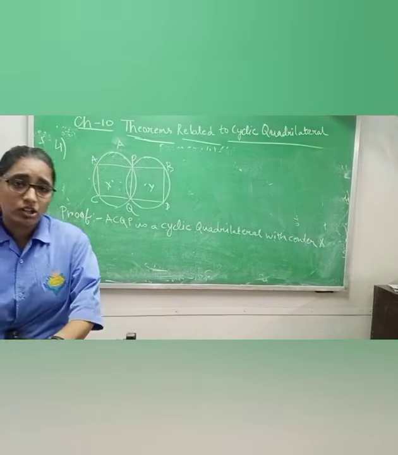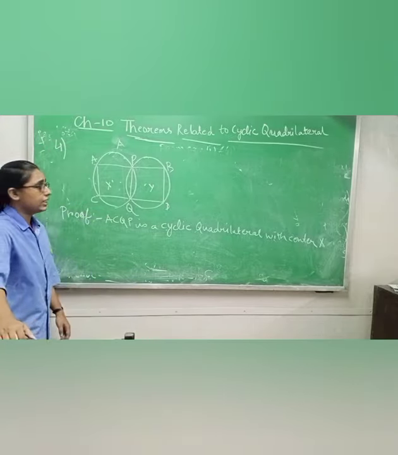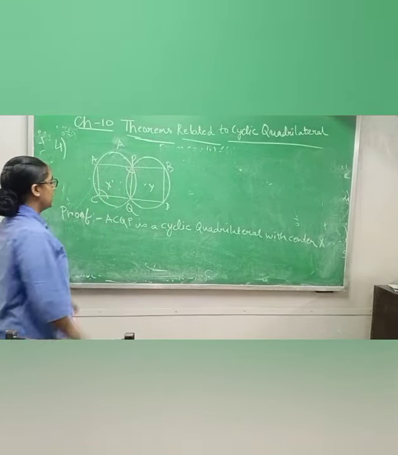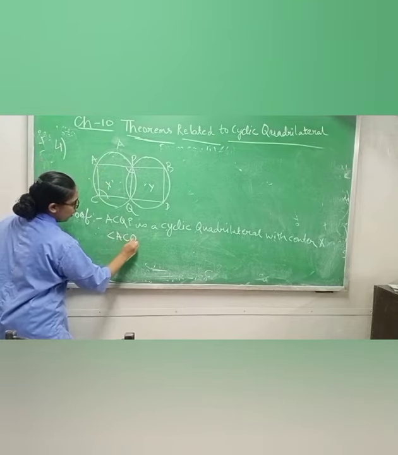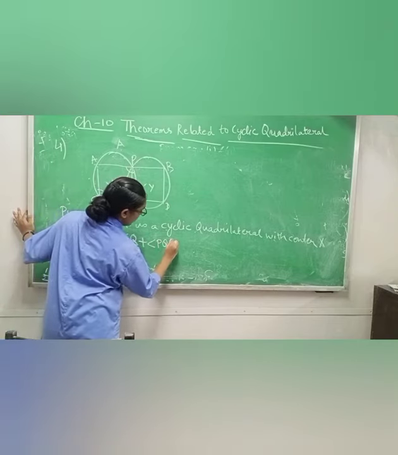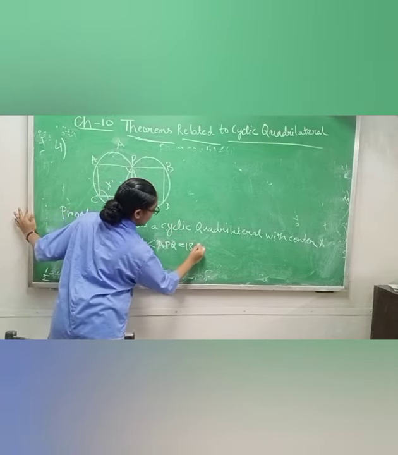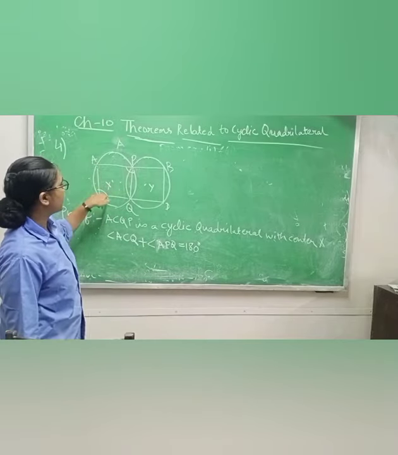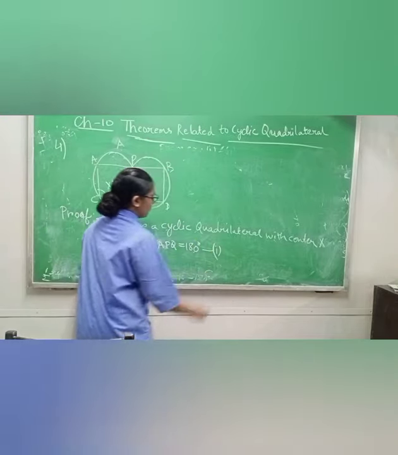If it is a cyclic quadrilateral, it means that the sum of the opposite angles will be 180 degrees. So it means that this angle and this angle will give you 180 degrees. So I am writing, therefore angle ACQ plus angle APQ equals 180 degrees. ACQ this angle, APQ this angle, the sum of opposite angles will give you 180 degrees, giving equation 1.